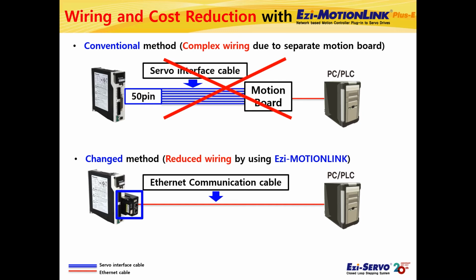By using Ezi-MOTIONLINK, a 1-axis motion controller, the customer can use 5-axis Ezi-SERVO with only an Ethernet communication cable without a separate motion board. You can control these with the API that FASTECH provides.